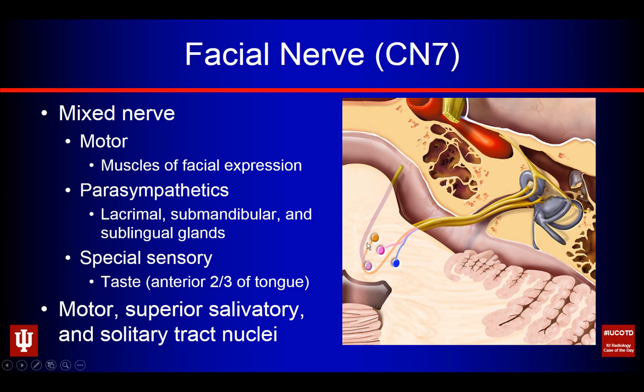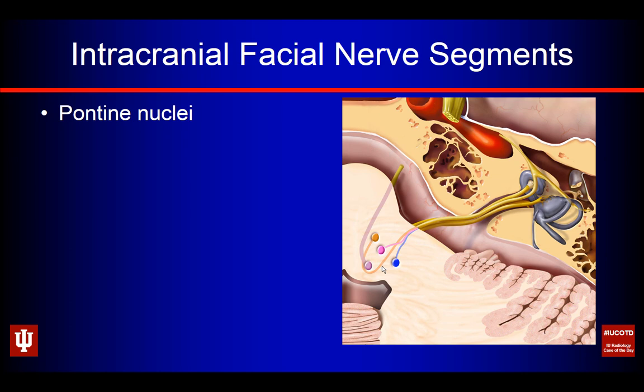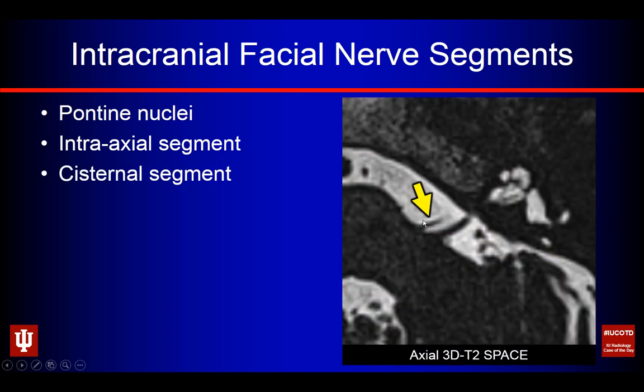We've got specific brainstem nuclei that live out here in the lateral pons: the motor, superior salivatory, and solitary tract nuclei, which are the actual deep brain nuclei responsible for the motor, the parasympathetic, and the special sensory functions of the facial nerve. Then we also have intra-axial segments of each of these nerves, where they wrap around and run through the lateral pons before reaching the cisternal segment. They all come together in the cisternal segment, and you can track it. It sits more anteromedially along that vestibulocochlear and facial nerve complex.